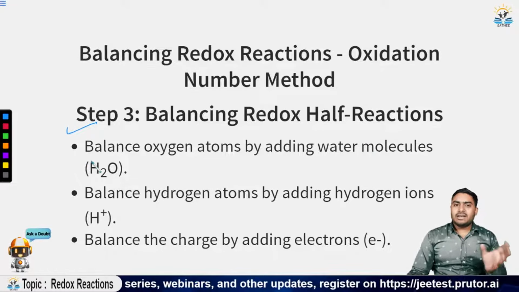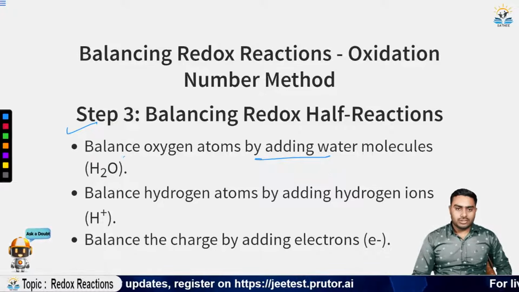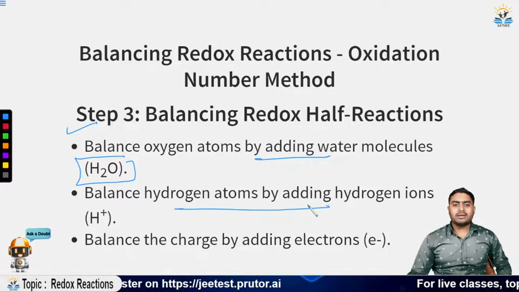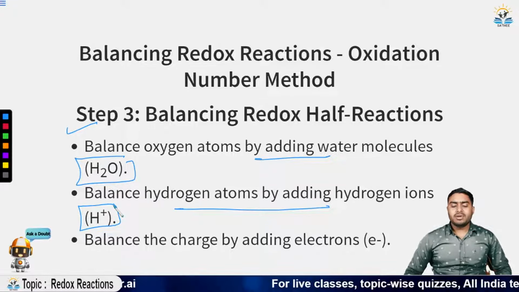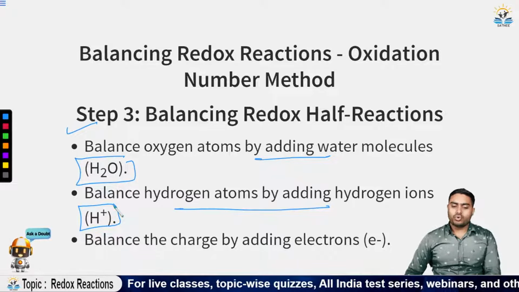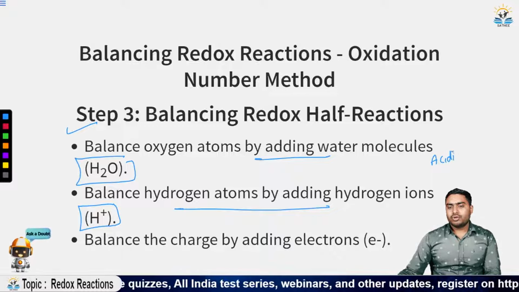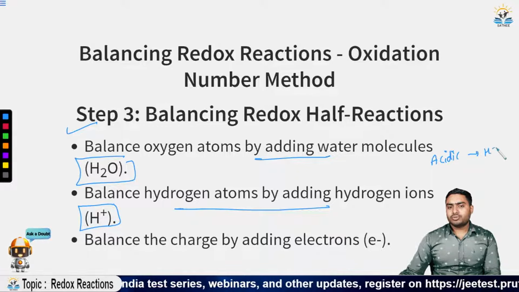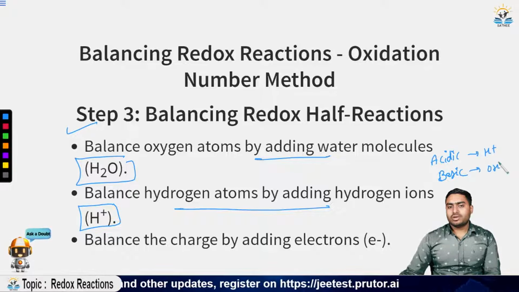Then after balancing the other atoms, balance the oxygen atoms by adding water molecules, H2O, and balance the hydrogen atoms by hydrogen ions if it is an acidic medium. If it is a basic medium, then use OH negative ion. In acidic medium, you have to use H positive ion. In basic medium, you have to use OH negative ion.